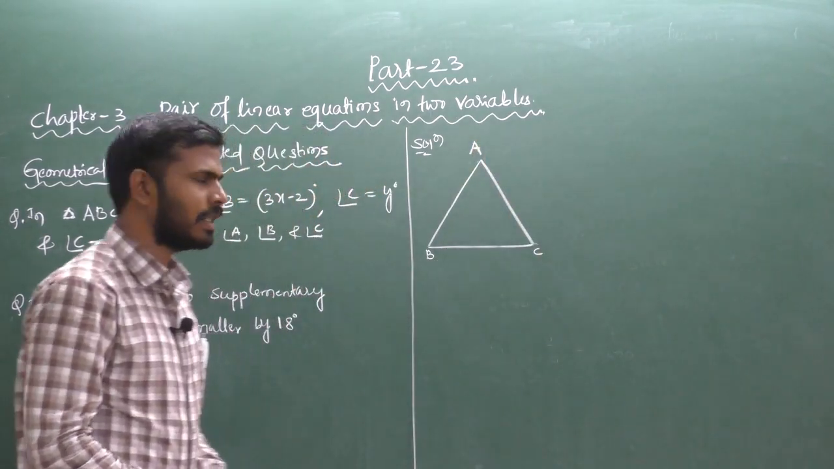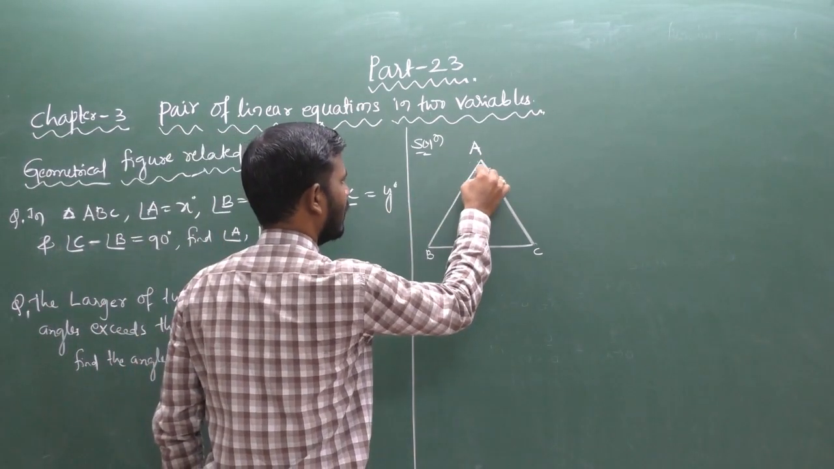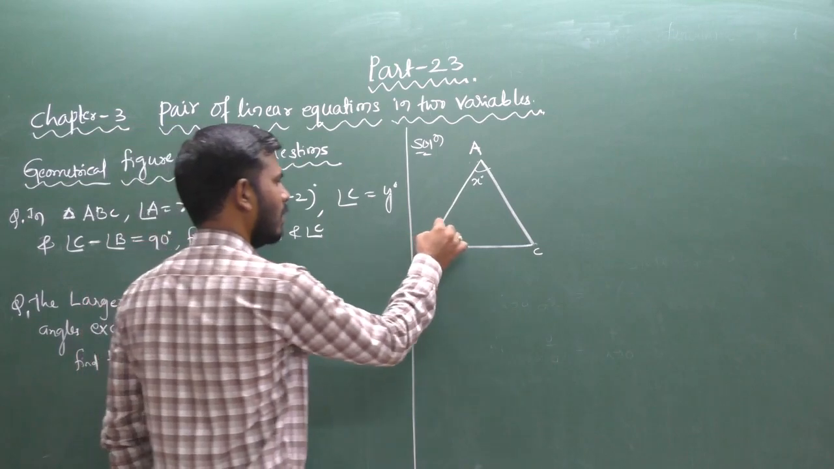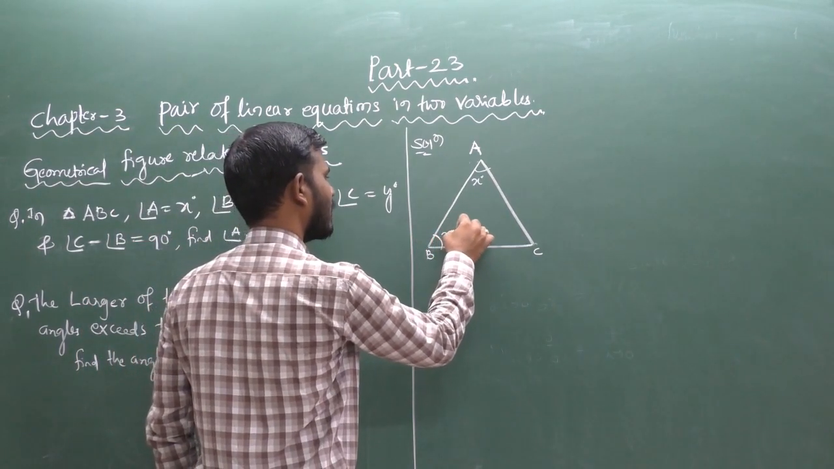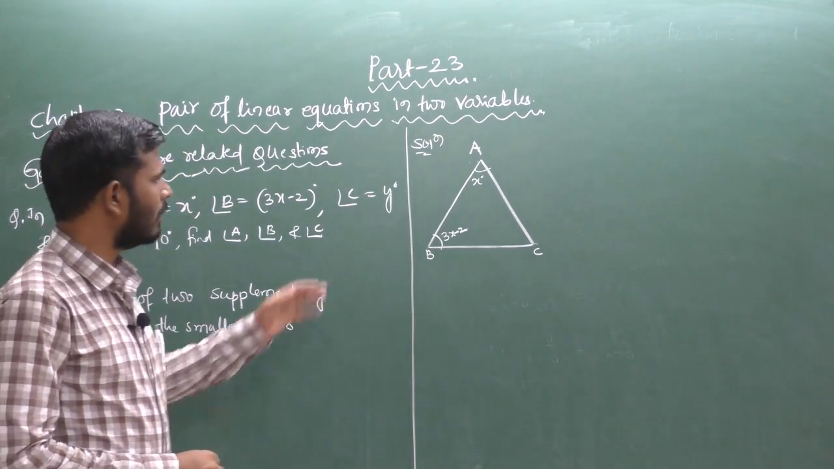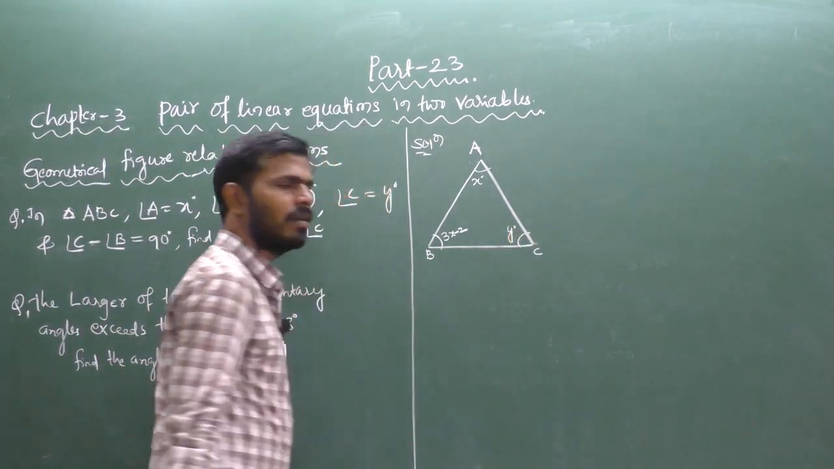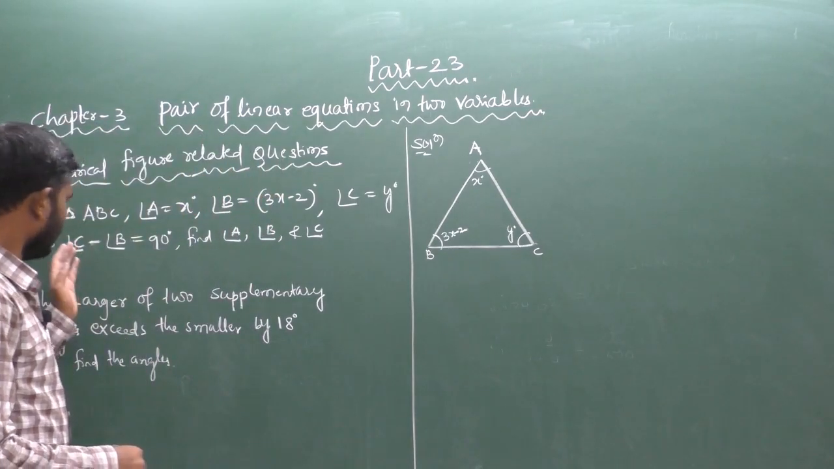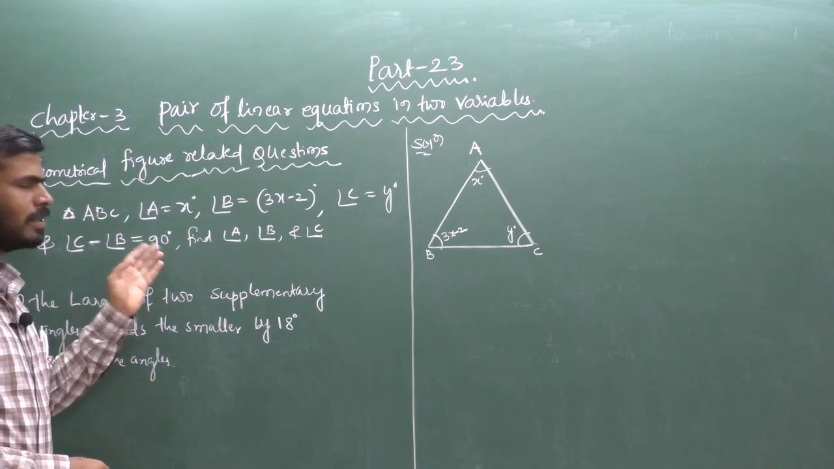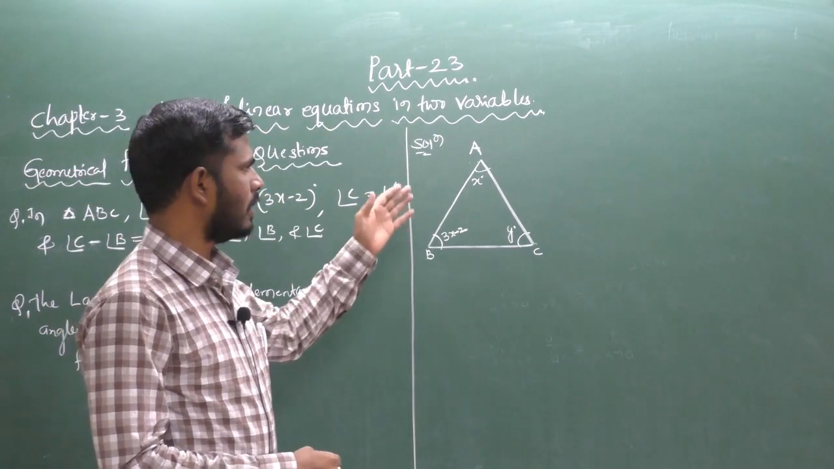Triangle ABC. Angle A equal to how much is given? Angle A equal to x degree is given, and angle B is given as 3x minus 2 degree. Angle C is given as y degree. The second condition given is angle C minus angle B is 90 degree. Find angle ABC. First you have to see the figure.